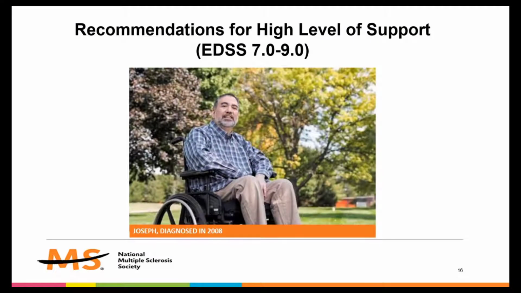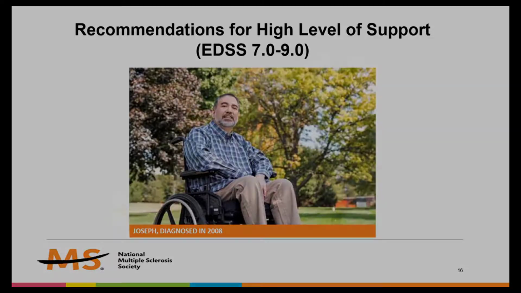We are now going to look at the recommendations for those who require higher levels of support. This is individuals with an EDSS of 7 to 9. The level of disability in this population of clients is higher, so the recommendations will look different and the goals will vary. Some fitness professionals may not work with individuals with this level of disability, but what's important to note is that exercise at this level is just as important, and knowing what to focus on will allow these individuals to remain active.